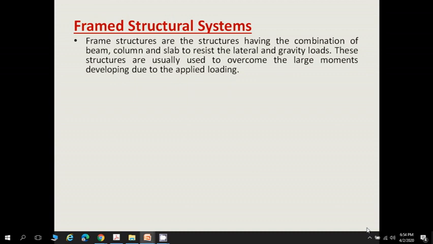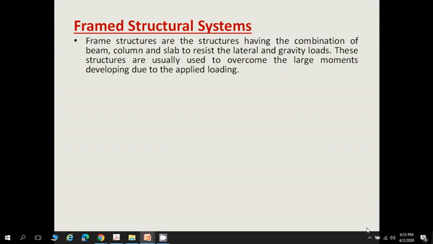Now the second one is the framed structure system. Framed structure systems are structures having a combination of beams, columns, walls and slabs to resist the lateral and gravity loads. Lateral loads means wind load or earthquake load. These structures are usually used to overcome the large movement developing due to the applied loading. So these types of structures are subjected to a huge amount of movement or a huge amount of load. That's why these types of structures are built.